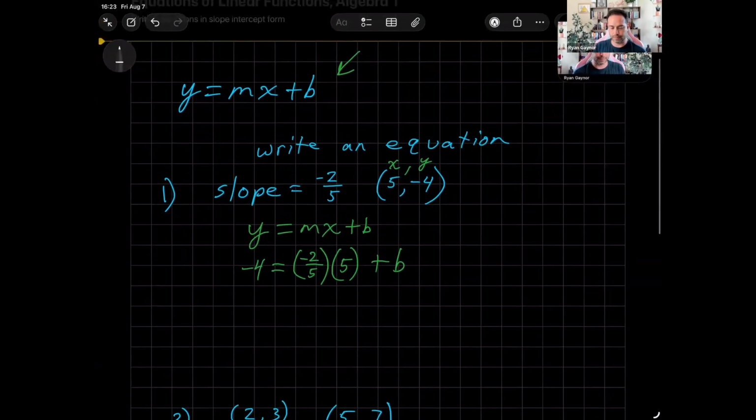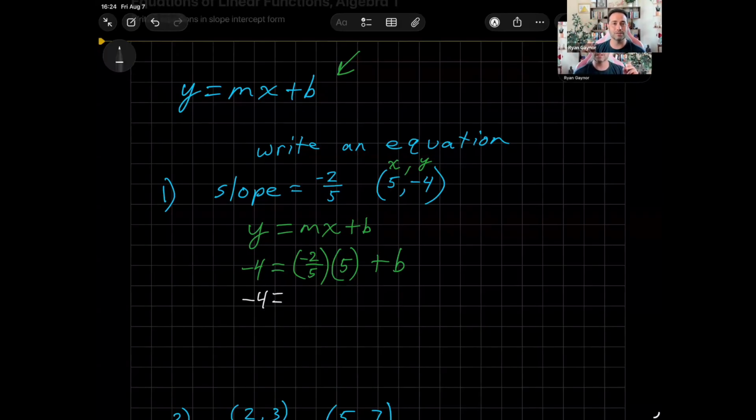So we have -4 equals, we have -2/5 times 5. Now what does that actually mean? Well, when I'm multiplying with fractions, I have to do top times top and bottom times bottom. Now notice that the number 5 doesn't have a bottom that we can see, but actually it's just a 1, right? So 5/1 means 5 divided by 1, and 5 divided by 1 is 5, so I didn't change the value.